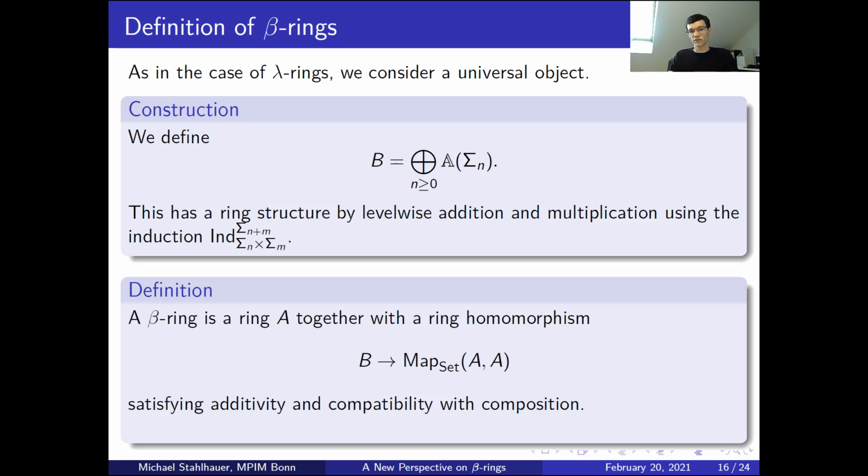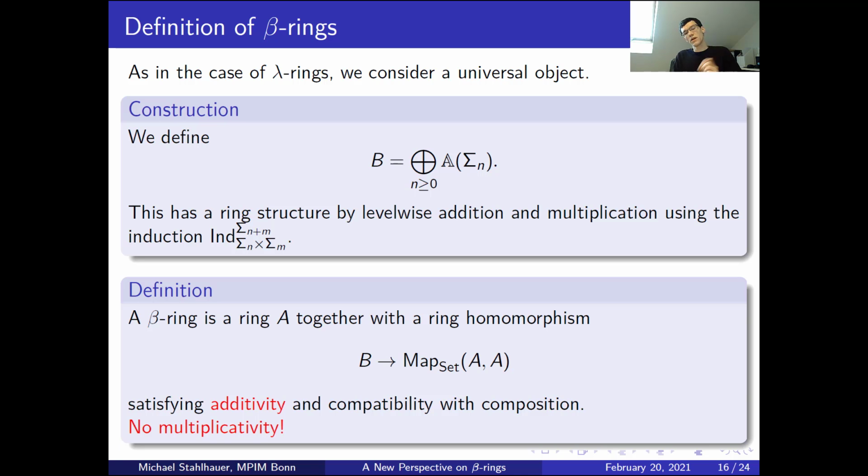Okay, and having this ring beta around, we can define a beta ring to be a ring A together with a ring homomorphism from beta into the ring of self-maps of A. And this should again satisfy additivity and compatibility with composition. But here we have to be a bit careful, because additivity is actually not a relation here, but it's extra data. And we don't have any multiplicativity relations. And I will go into detail on these two points a bit later.